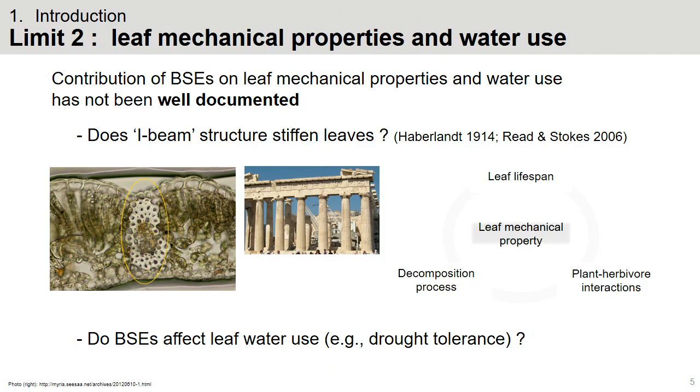The second limit is the contribution of bundle sheath extensions to leaf mechanical properties and water use. More than 100 years ago, a plant ecologist thought that heterobaric leaves are more mechanically stable, or mechanically resistant, because he thought that these bundle sheath extensions act as piers in a building like this. Leaf mechanical properties are ecologically important, influencing processes like decomposition or plant-herbivore interactions. Besides, compared with photosynthesis, there is less documentation about the relationship between bundle sheath extensions and leaf water use, like drought tolerance.